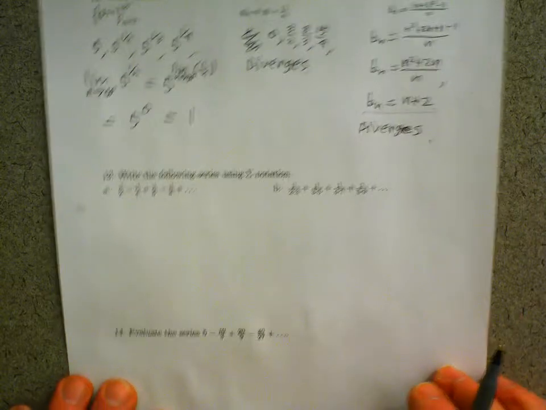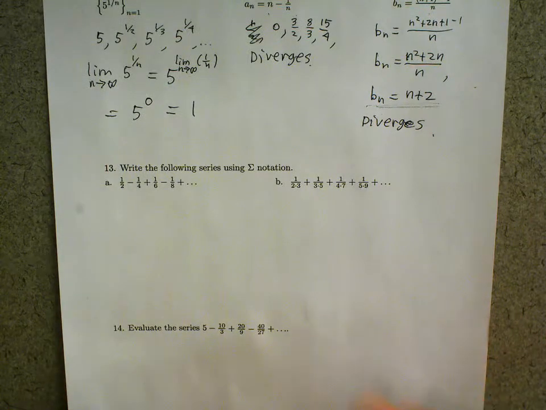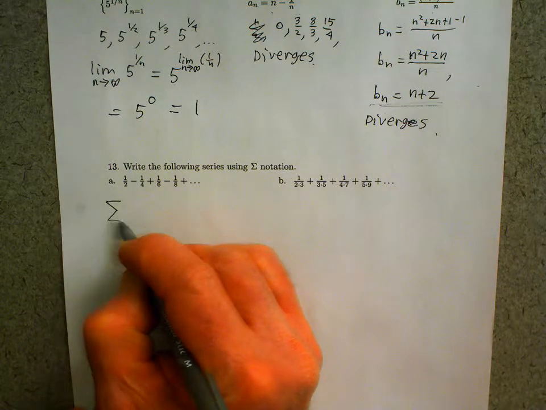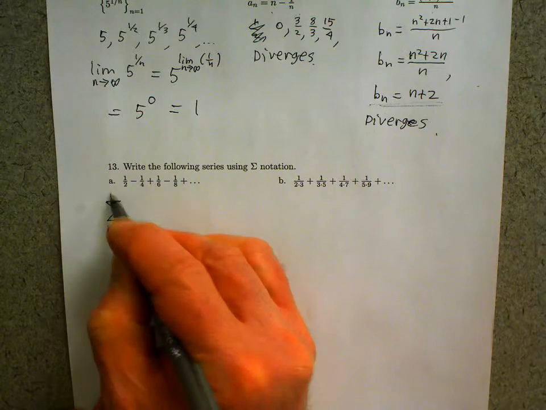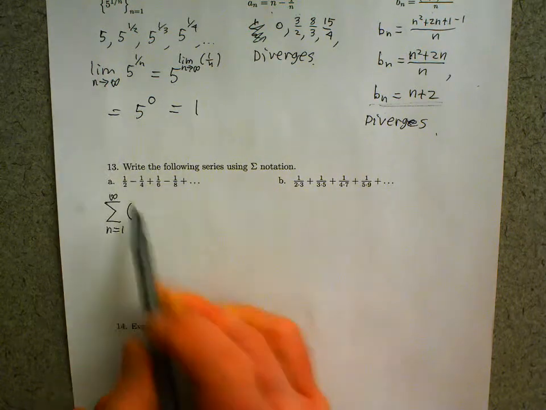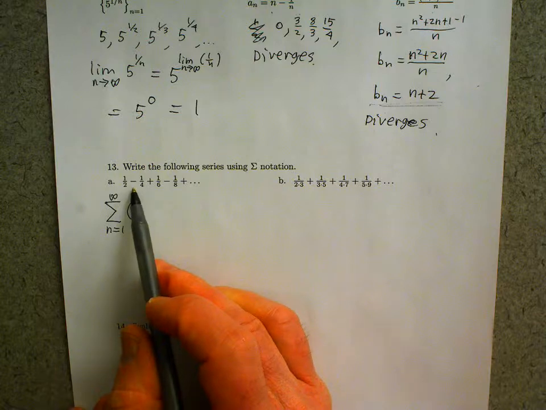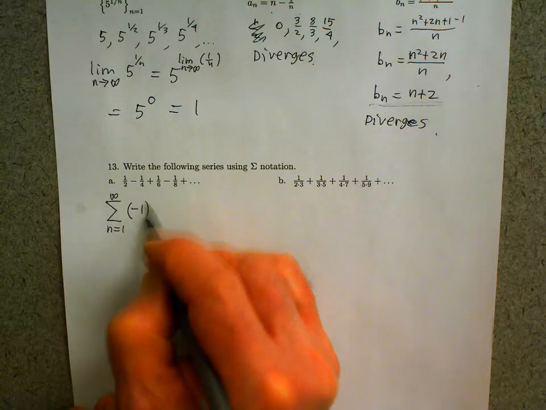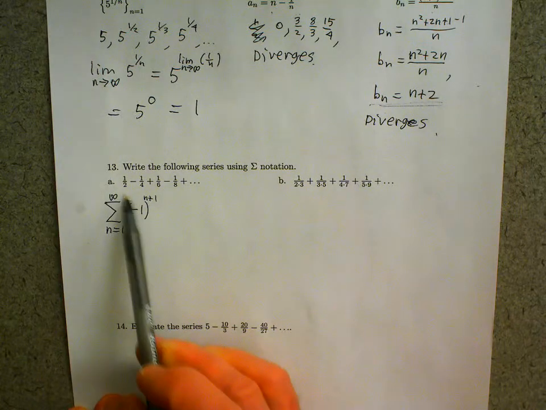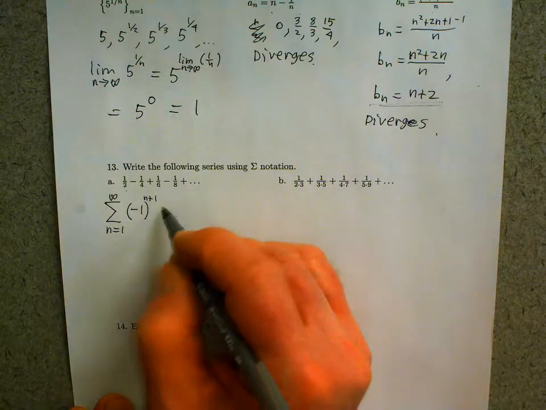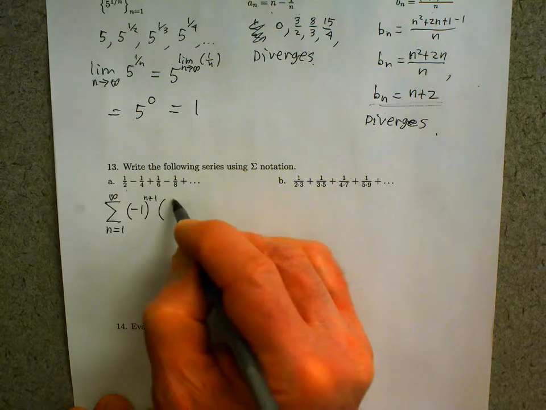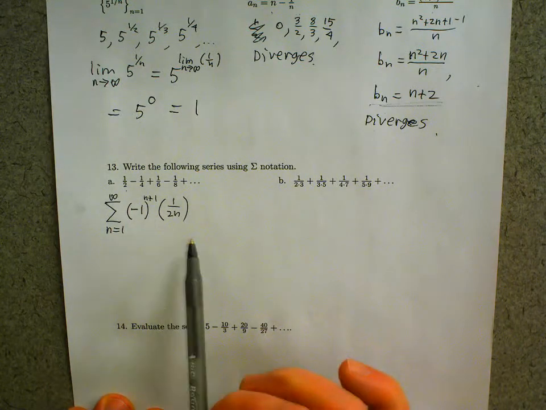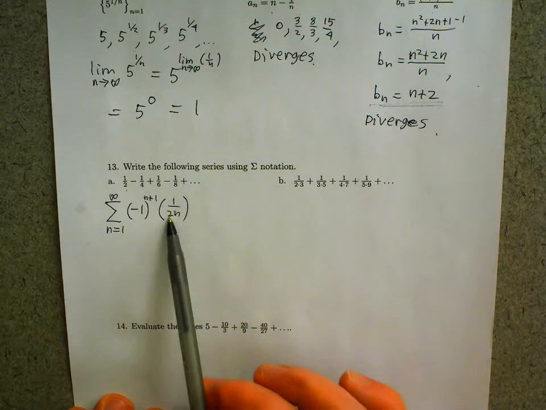Okay, write the following series using sigma notation. On this one, if we start at n equals 1 and go to infinity, it alternates from minus to plus, minus to plus. So we have negative 1 to the n plus 1 because the first term is positive. And then we multiply that by 1 over 2n. The denominators are just multiples of 2.